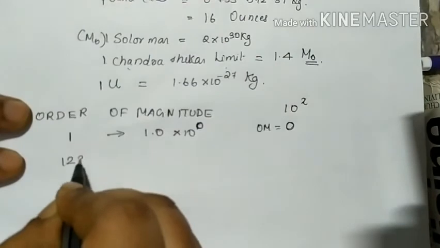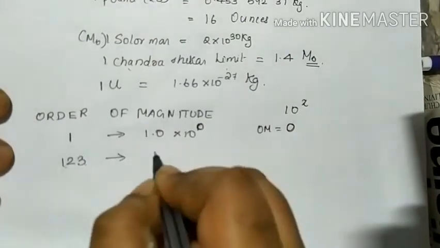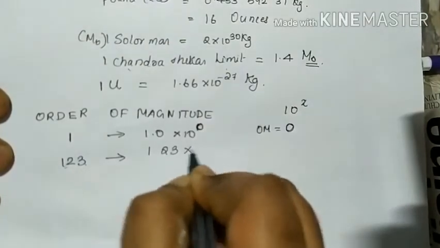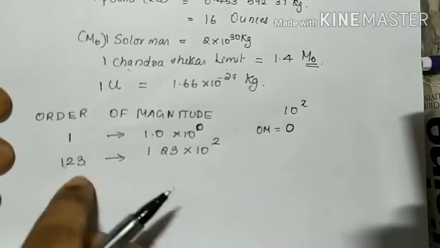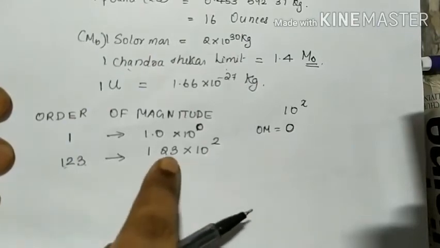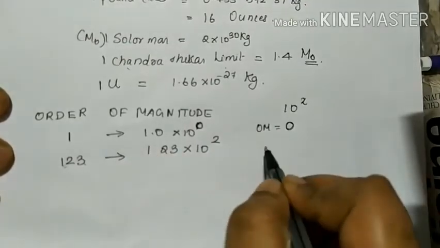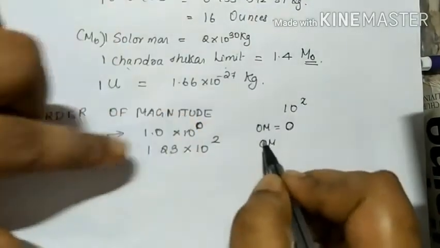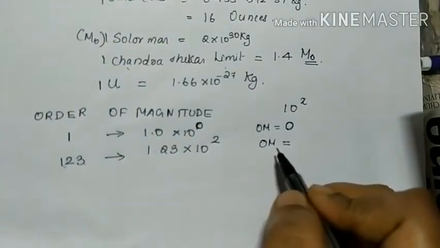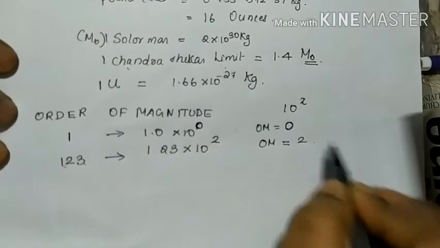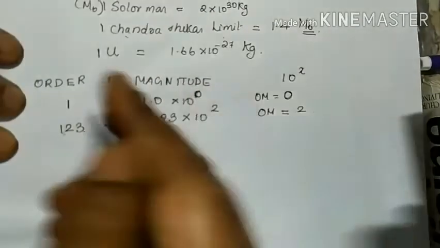Similarly, 1, 2, 3. Always put the decimal after the first digit. So 1.23 into 10 to the power how much? 2, right? 123 means 2 places go to the left of the decimal. So the order of magnitude, don't write it as OM, okay? The order of magnitude is 2. This much clear? Now let's make a bigger number.